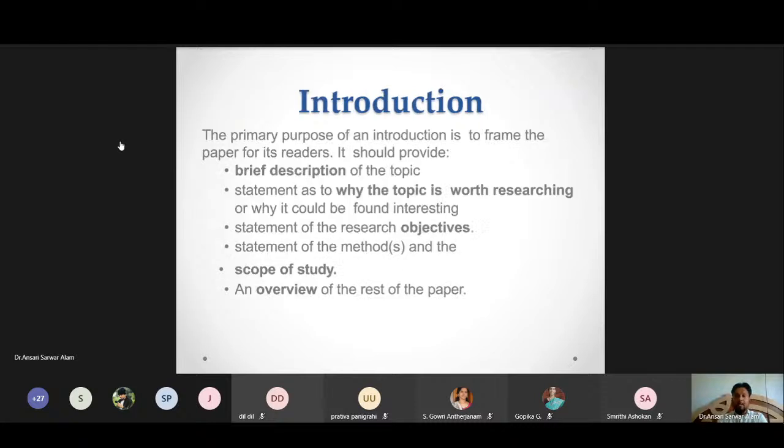Next, introduction. In the introduction, the primary purpose is to frame the paper for its readers. It should provide a brief description of the topic, and a statement as to why the topic is worth researching or why it could be found interesting. A statement of the research objectives should come under introduction. Statements of the methods should come under introduction. The scope of this study should come under introduction. An overview of the rest of the paper will come under introduction.